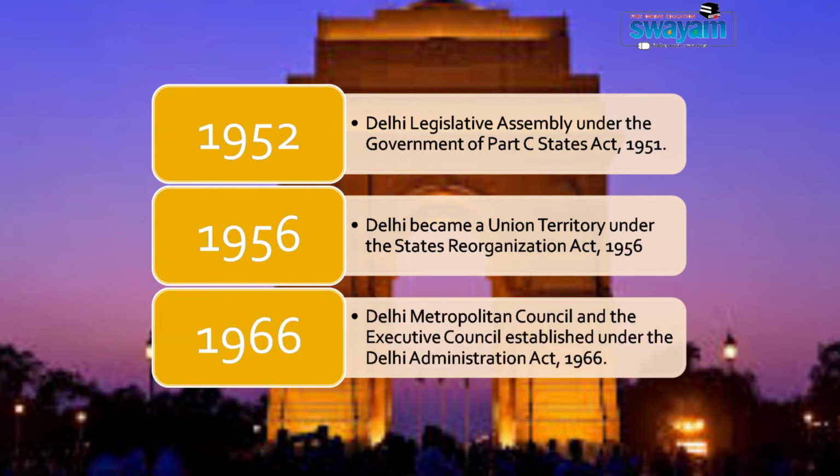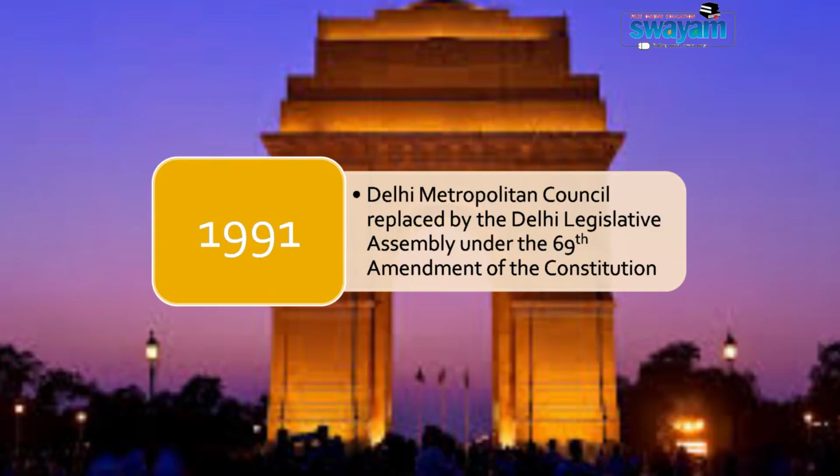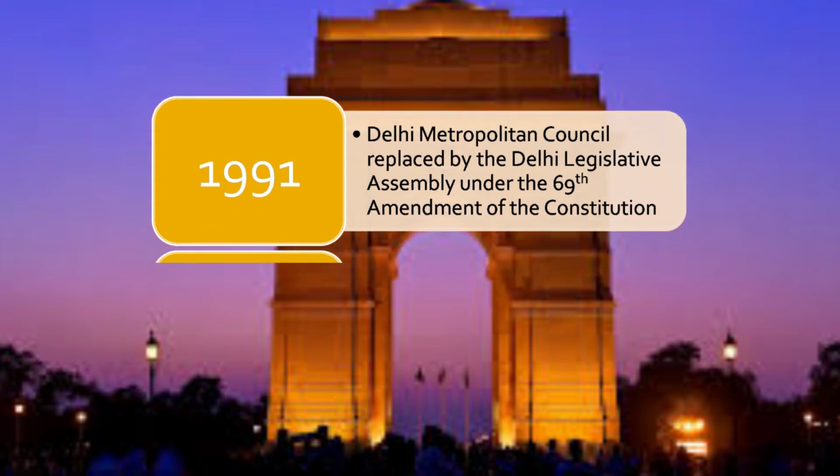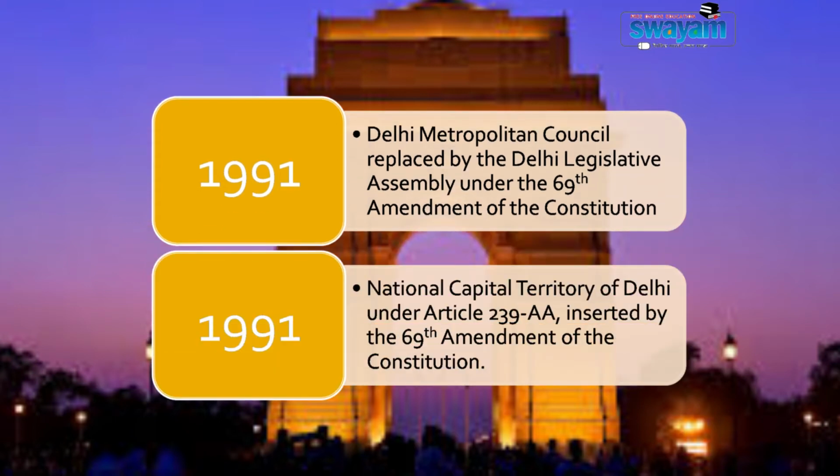Thereafter, in 1966, the Delhi Metropolitan Council was formed under the Delhi Administration Act 1966. Now, this Metropolitan Council did not have any legislative powers, but it had an advisory role to play. Thereafter, it was the 69th Amendment of the Constitution which led to the insertion of Article 239AA, wherein the Union Territory of Delhi was converted into the National Capital Territory of Delhi, and a legislative assembly now exists for the National Capital Territory of Delhi.